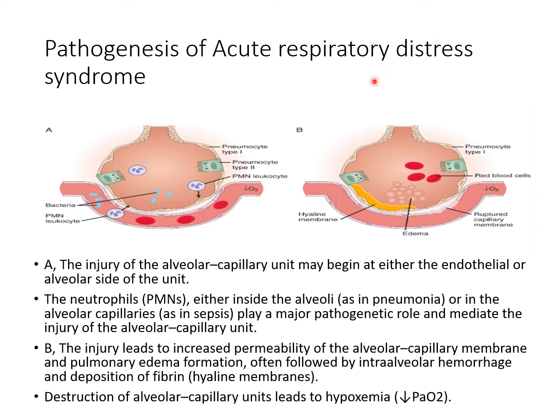Now we look at picture B. The injury leads to increased permeability of the alveolar capillary membrane and pulmonary edema formation. This is often followed by intra-alveolar hemorrhage and deposition of fibrin or hyaline membranes. The destruction of capillary alveolar units leads to hypoxemia.